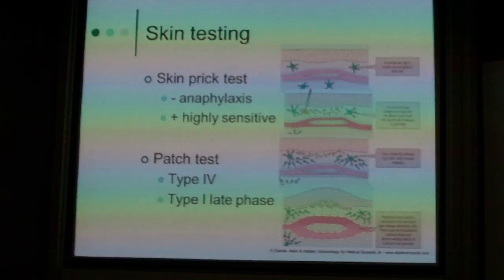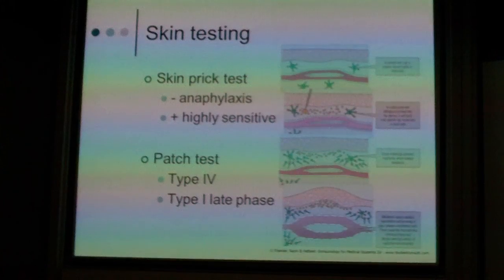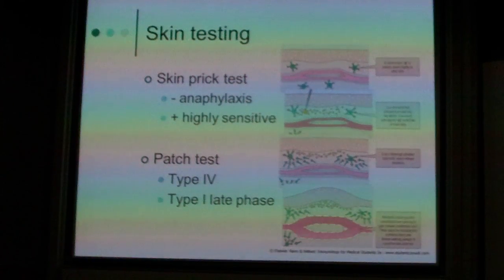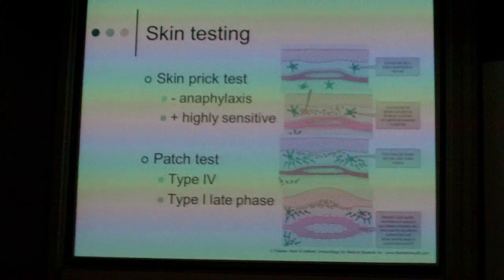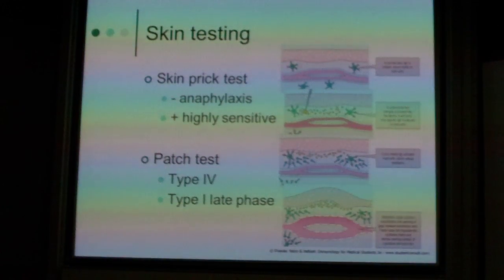This is what you do by skin testing. You apply your allergen inside the skin. It gives you the risk for anaphylaxis. That's why if you do that, you always have to sit in the hospital for a while, because if you develop anaphylaxis, you are in the hospital, so you can easily be treated. So there's a risk for anaphylaxis. Mostly it doesn't go so badly. It's highly sensitive, so it's good to find out with this reaction which allergen you are allergic to.